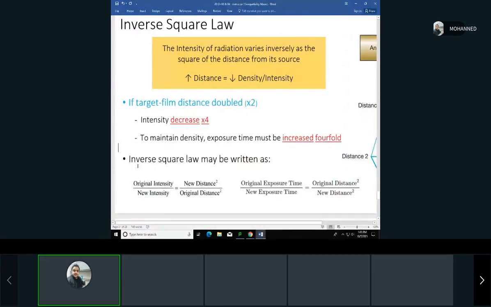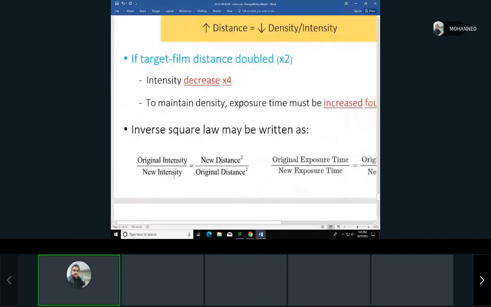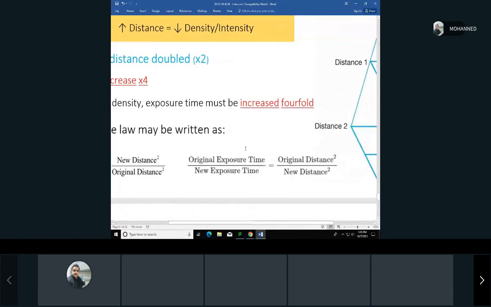So the inverse square law can be written like this. You can see this is a fraction. You have the original intensity over the new intensity equals the new distance squared over the original distance squared. And same thing for the time. And this is our question.